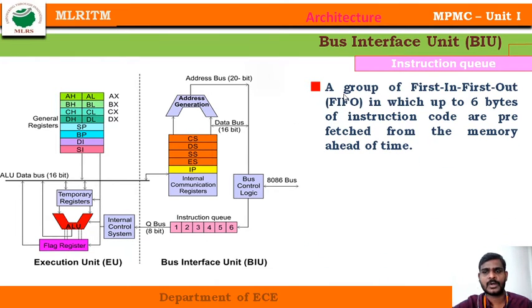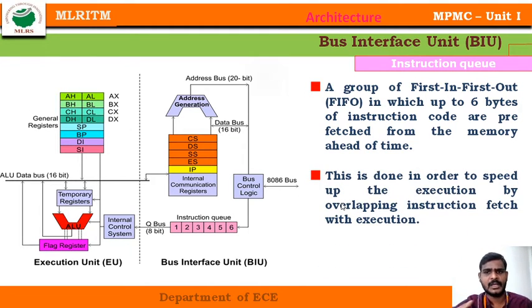It is a group of first in first out registers in which 6 bytes of instruction code are prefetched from the memory. Which means when the execution unit wants to execute, the bus interface unit or instruction queue fetches some 6 bytes of information, readily available for the execution unit. This is done in order to speed up the execution by overlapping the instruction fetch with execution. This mechanism of fetching to speed up your processing is called the pipelining concept.